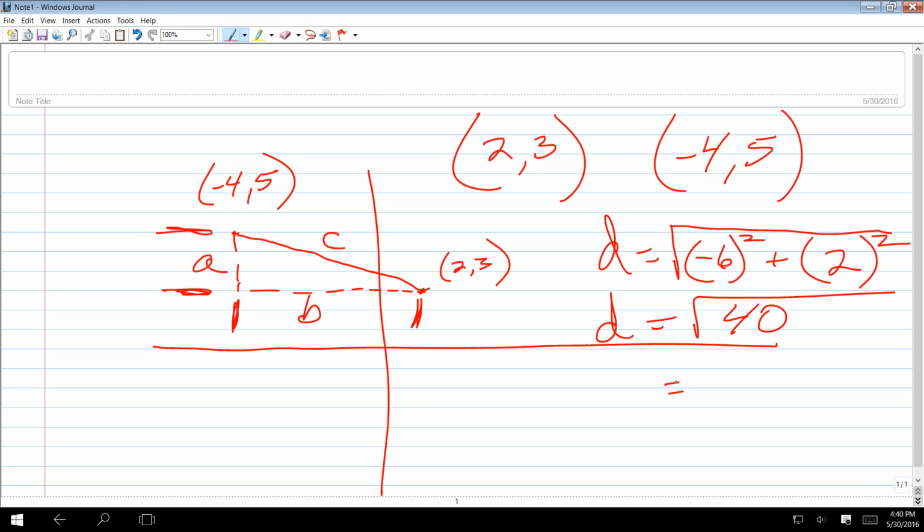Square root of 40. Is that a number I should know? Should I have it in my head? You definitely need to be able to simplify radicals. That I'm pretty sure of. Let's talk about doing that. You mean square both sides? No? Square root of 40.